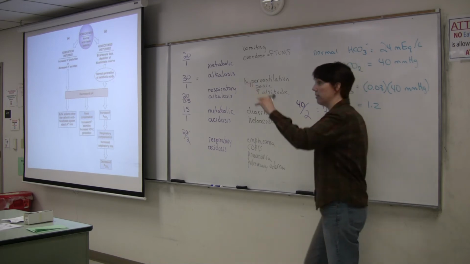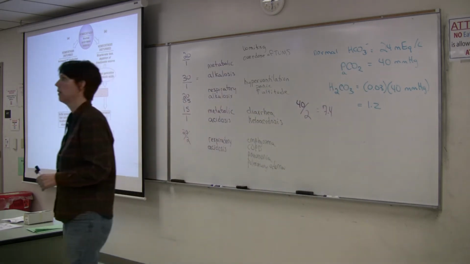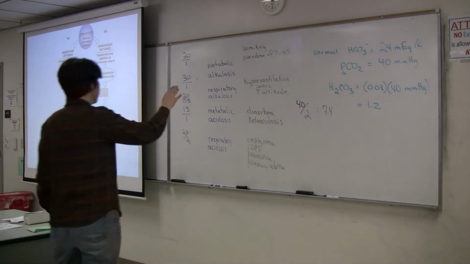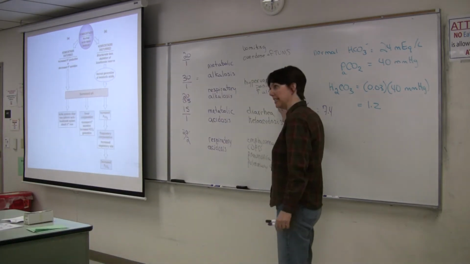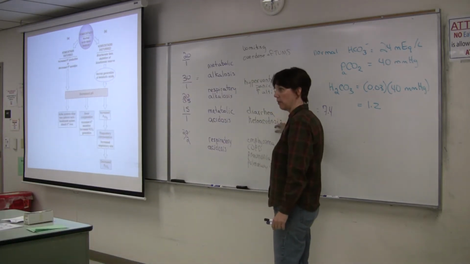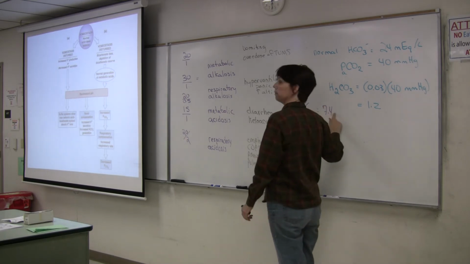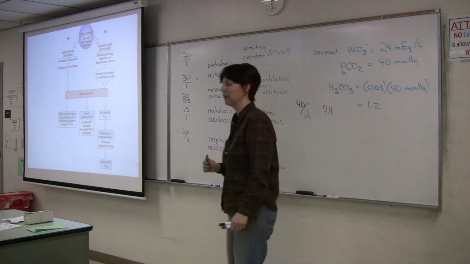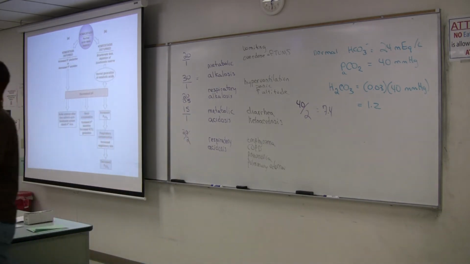Yes, Andrew? It's not 20-1 but 40-2, which, if we break it down to its lowest common denominator, is 20-1. So our pH is still going to be 7.4. For partial compensation, the numbers have both changed and the ratio is not 20-1, so our pH is not 7.4.